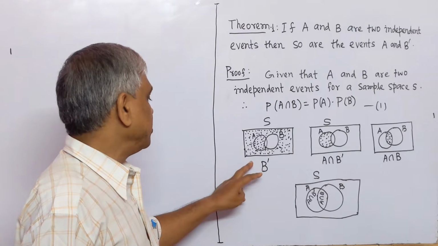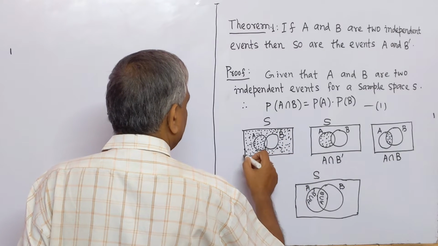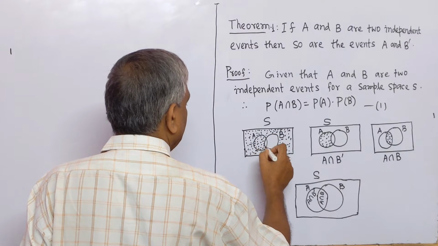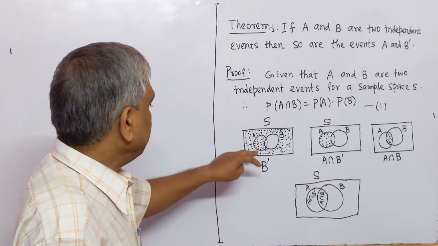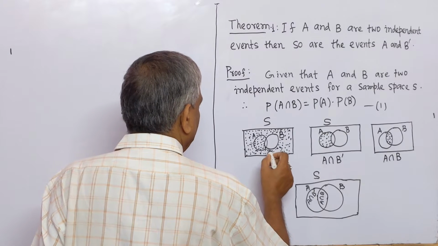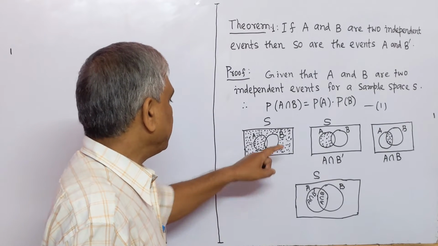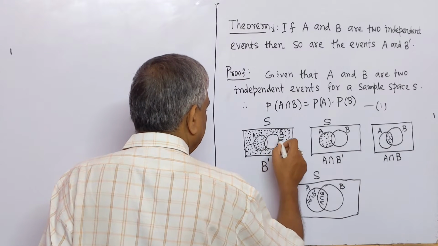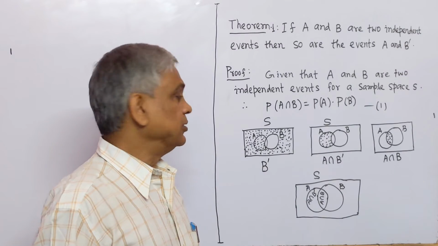Now we see this picture. Here this rectangle is sample space S, this circle is event A, and this circle is event B. Therefore, the portion for complement of B will be the dotted portion, because this dotted portion is the portion except the event B, and this dotted portion is complement of B.